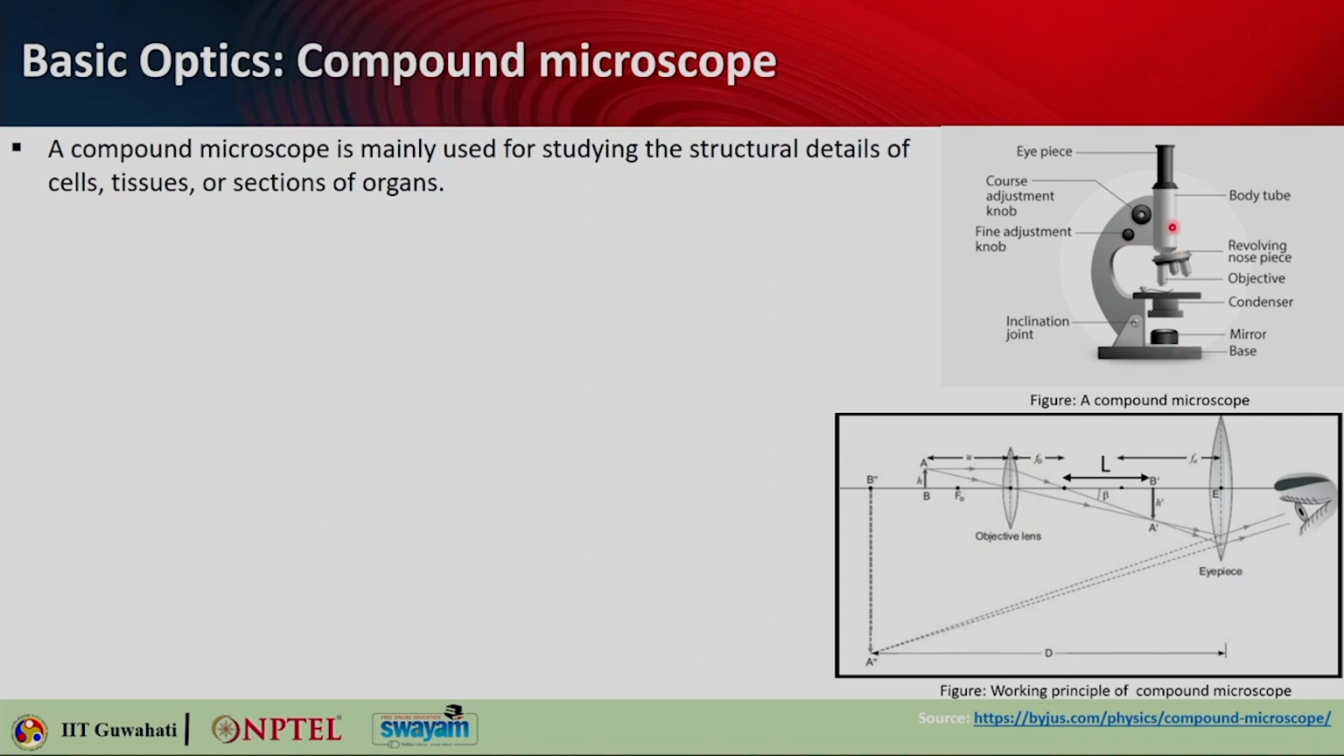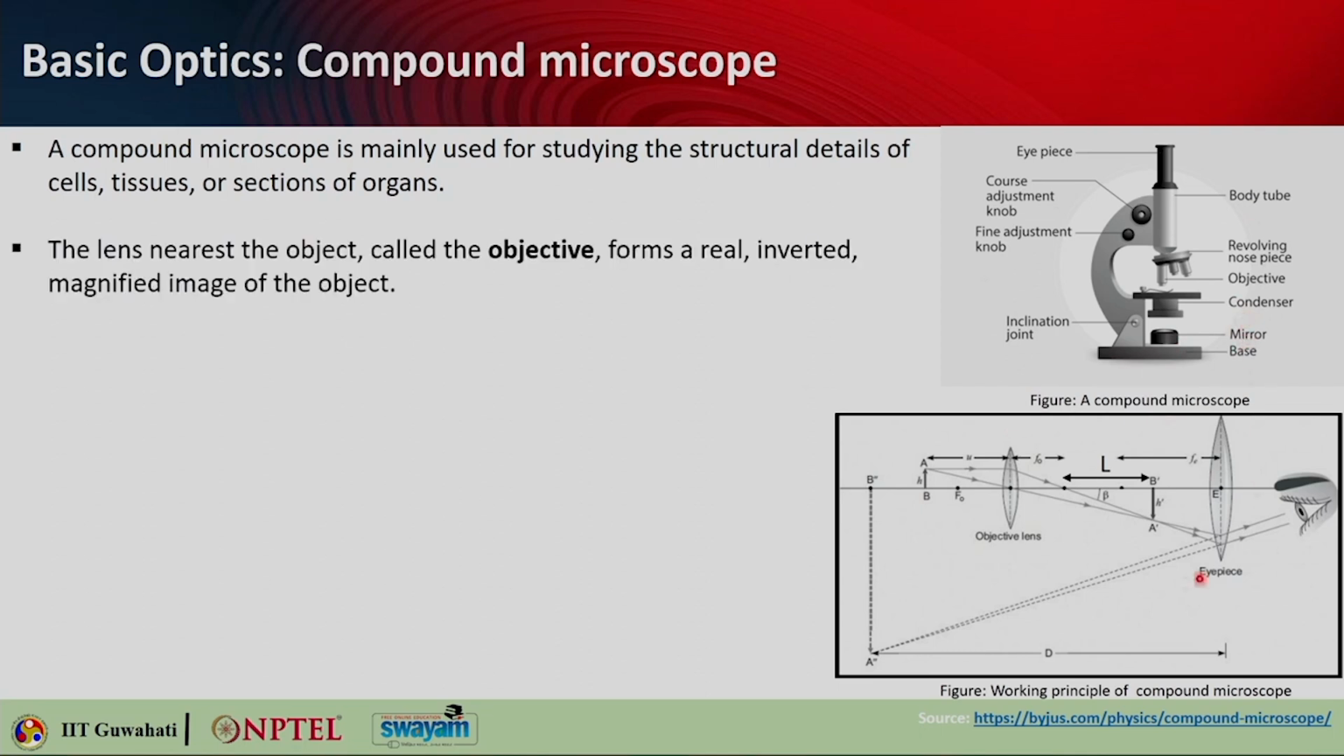So it has got different components, as you can see here. There is an eyepiece, this is the body tube, there is a coarse adjustment knob and fine adjustment knob. This is the revolving nose piece, and this is the objective. You can keep your sample over here, this is the condenser, and then this is the mirror base. So this is how a compound microscope looks.